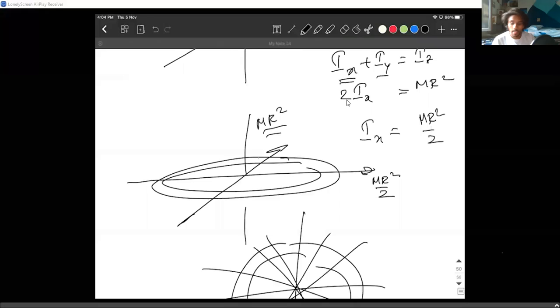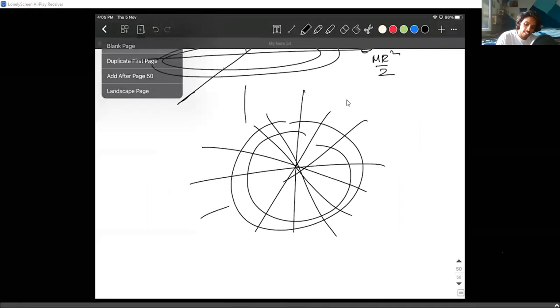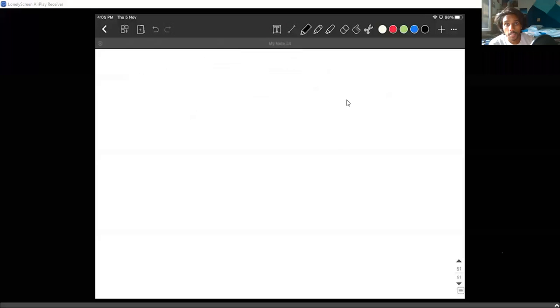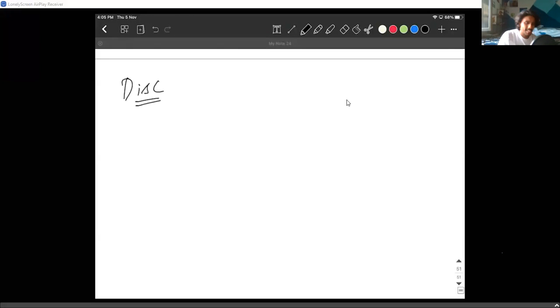It's an important idea. Let us talk about the next body, a disk, shall we? We already talked about a disk, I guess. Disk, how do I do it? What's the best example that I can come up with?